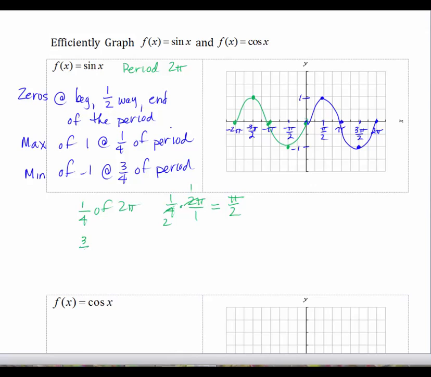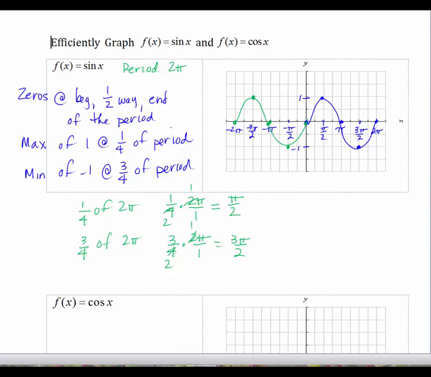And if I say 3/4 of 2 pi, then I'm going to take 3/4 and multiply it by 2 pi over 1. 2 goes into itself once, goes into here twice. I get 3 pi over 2. So that's another way of getting those values.